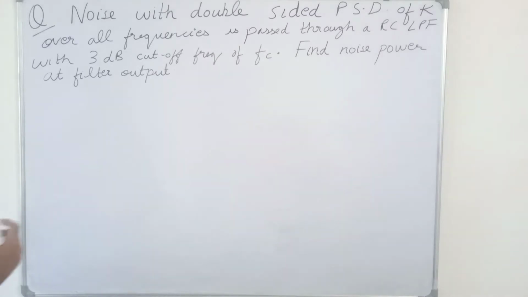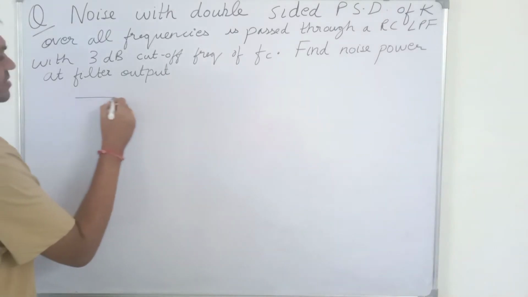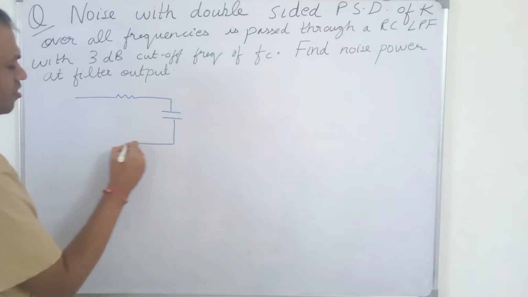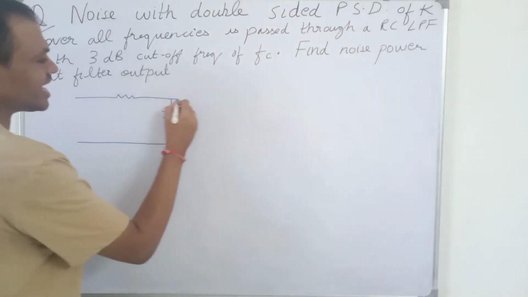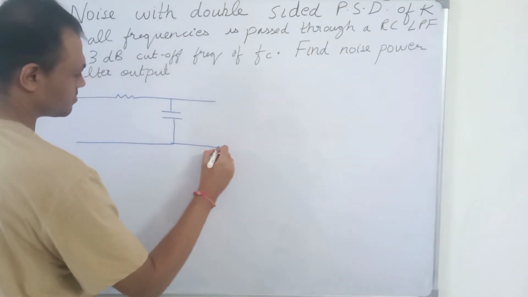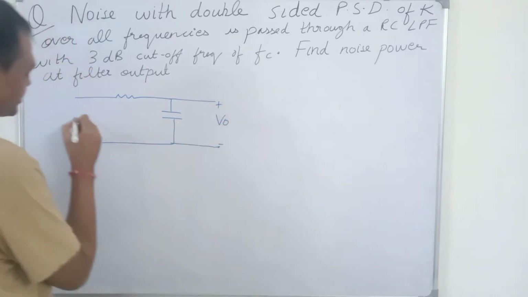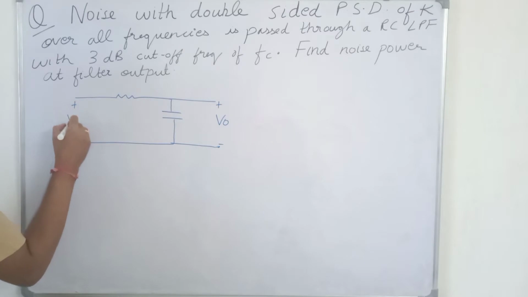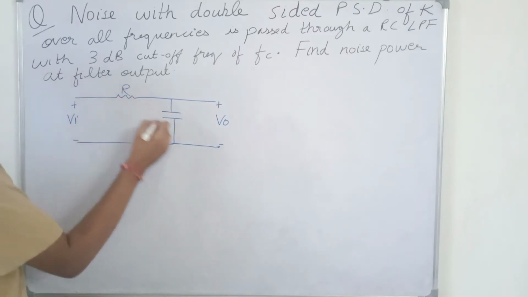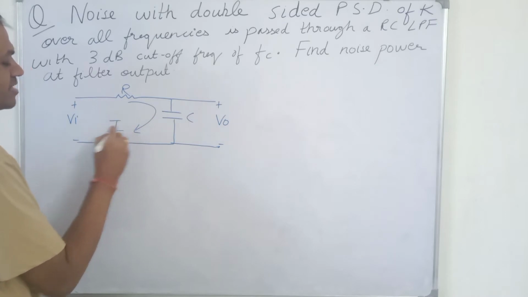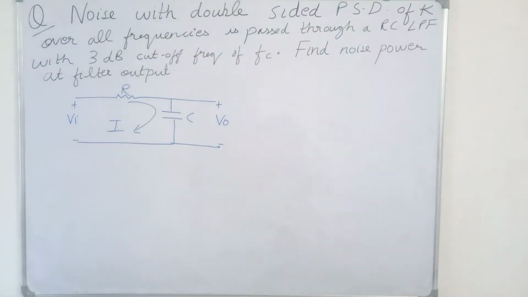So first of all, there is an RC low pass filter. This is the diagram, the circuit of an RC low pass filter. This is V0, this is V input, Vi, this is R, this is C, and let this be the current flowing through this RC low pass filter. So first of all, we have to find the transfer function of this RC low pass filter.